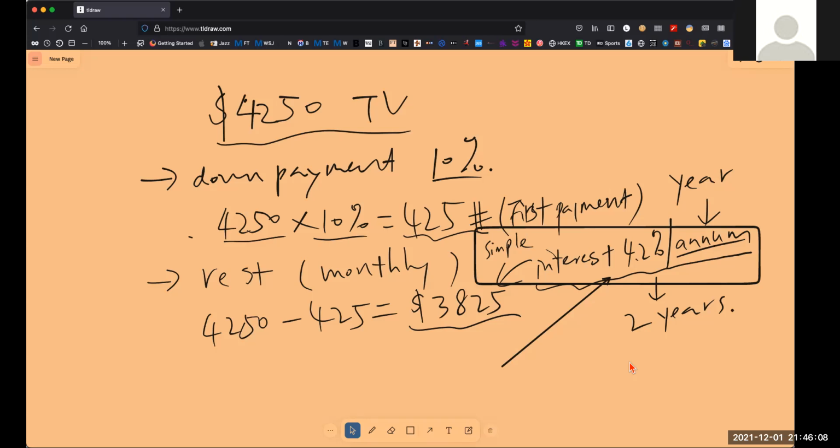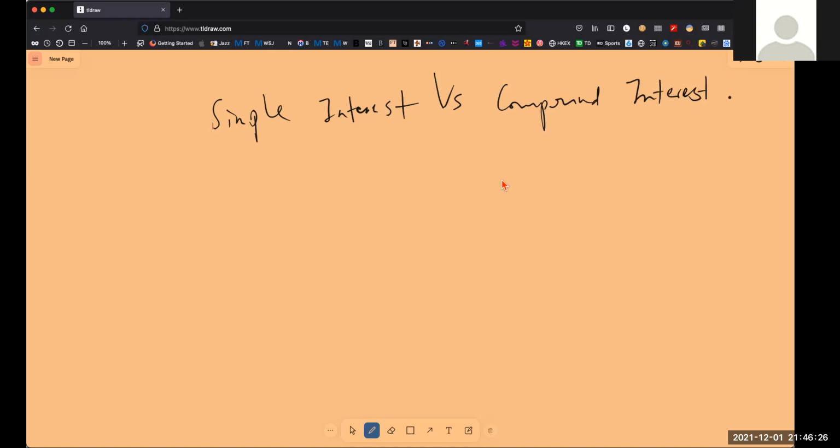Okay, so let me just show you an example. The difference between simple interest and there is another term called compound interest. So simple interest versus compound interest. So let's say you start with $100 for both of them, okay, and then the interest rate is 4% per annum for 3 years.